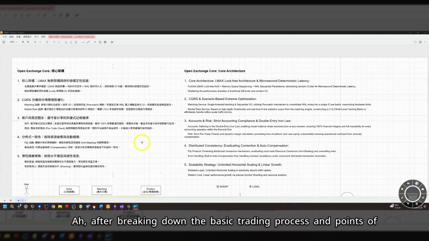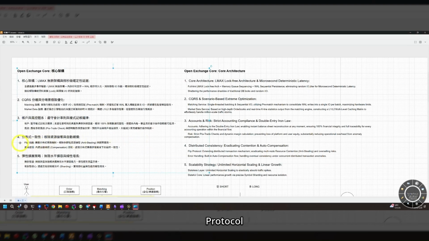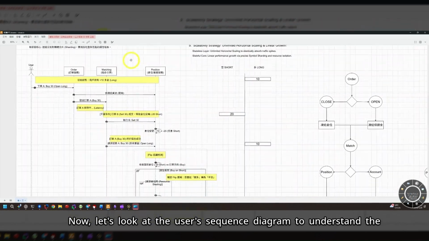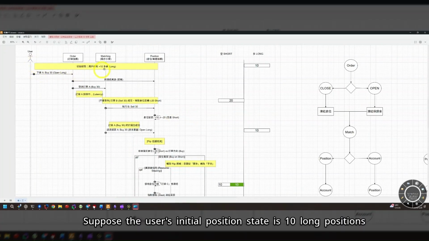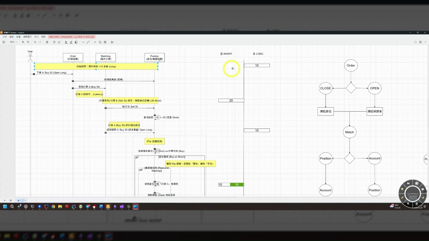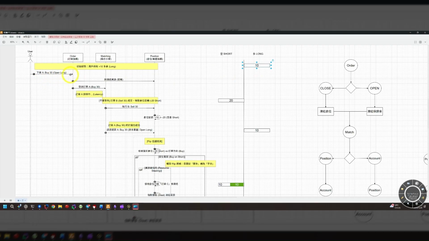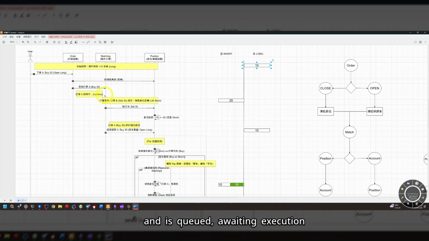After breaking down the basic trading process and points of attention, we can now return to the original topic, the Phillips protocol and the Phillips scenario. Now let's look at the user's sequence diagram to understand the usage scenario. Suppose the user's initial position state is 10 long positions. Then at this moment, they place an order to go long for 130 positions. Then the order of 130 long positions is sent to the matching engine and is queued, awaiting execution.